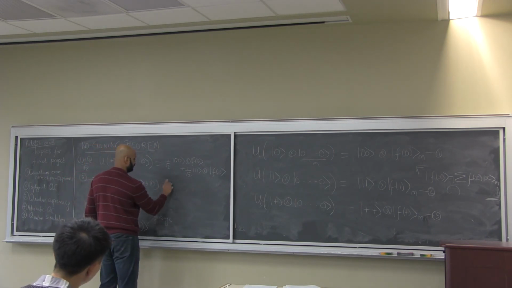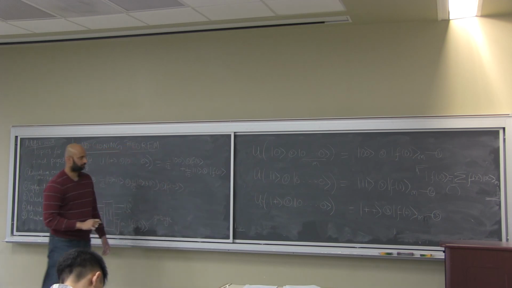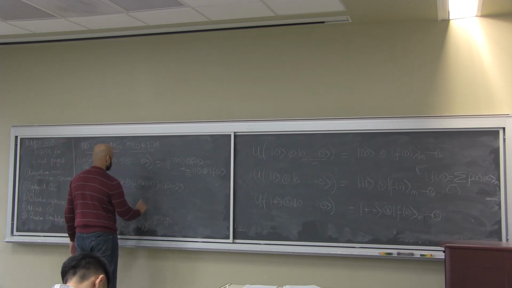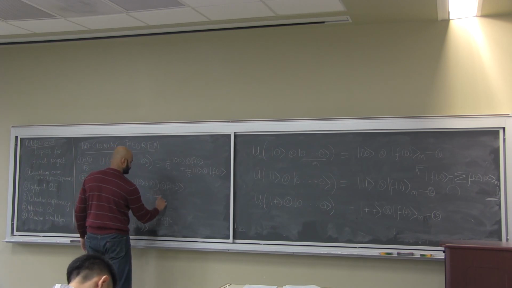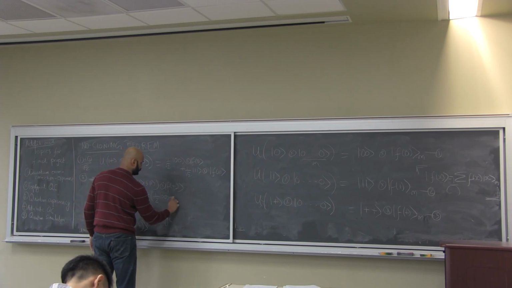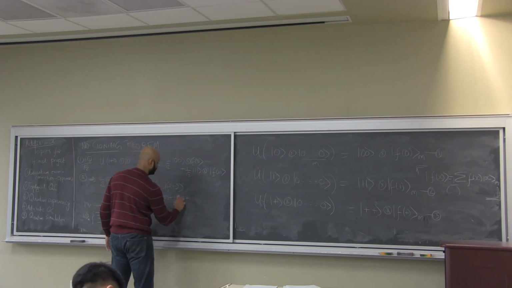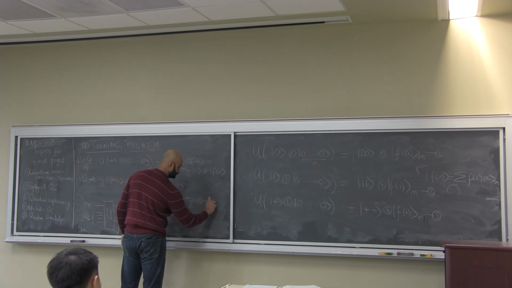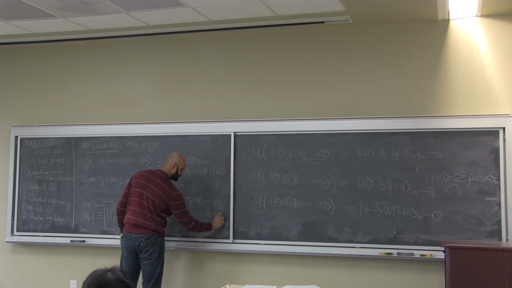Times f of plus, right? And I can write this out. This is going to be 1 over 2, just straightforward, |00⟩ plus 1 over 2, |11⟩ plus 1 over 2, |01⟩ plus 1 over 2, |10⟩ plus 1 over 2, |11⟩, times f of plus.